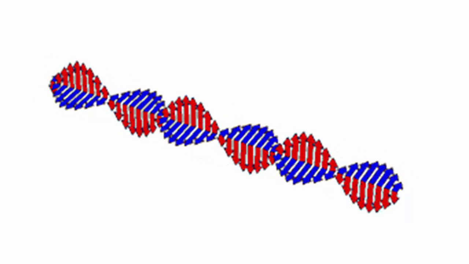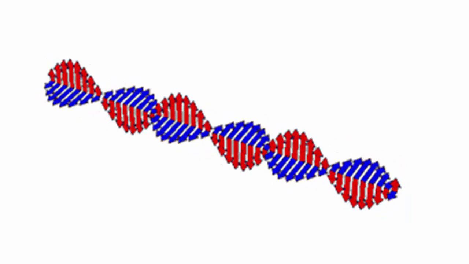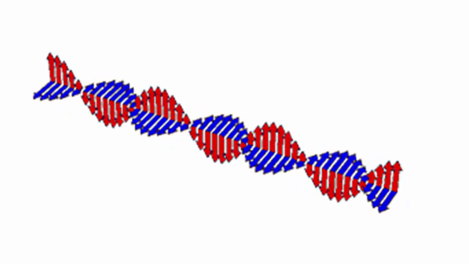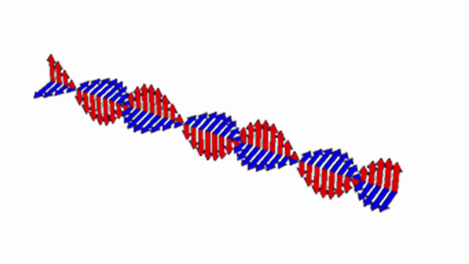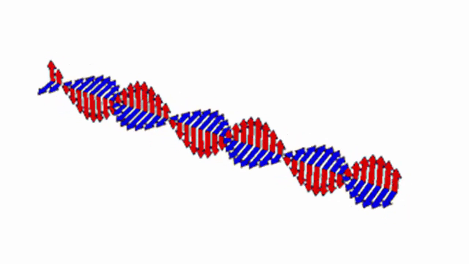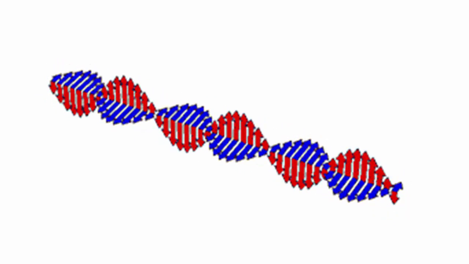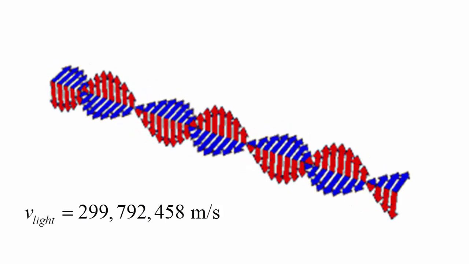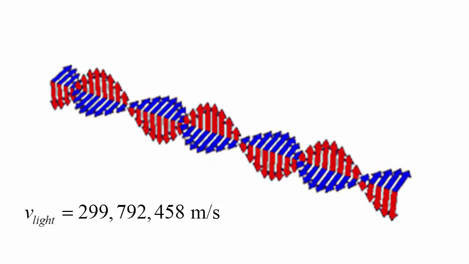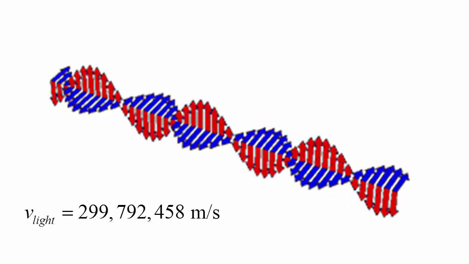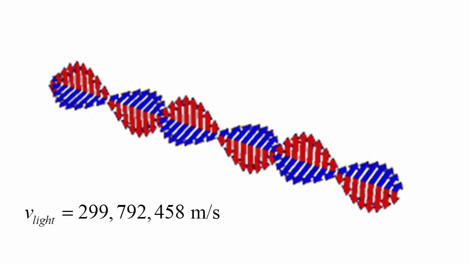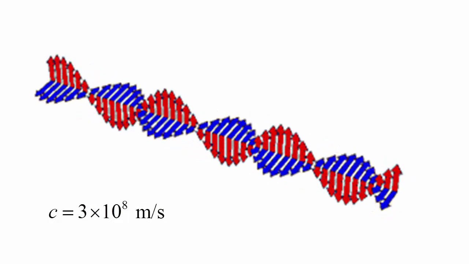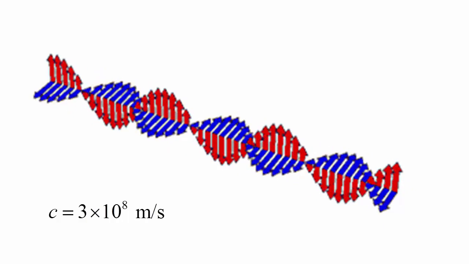The amplitude of the magnetic field is in fact 300 million times smaller than the amplitude of the electric field. Maxwell estimated the speed of light, or any other EM wave for that matter, to be around 300 million meters per second, which is pretty close to the most recently experimentally determined value of 299,792,458 meters per second. In most cases, the speed of light is approximated to be 300 million meters per second, or 3 × 10^8 meters per second.